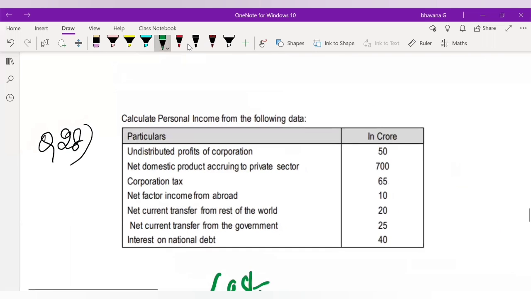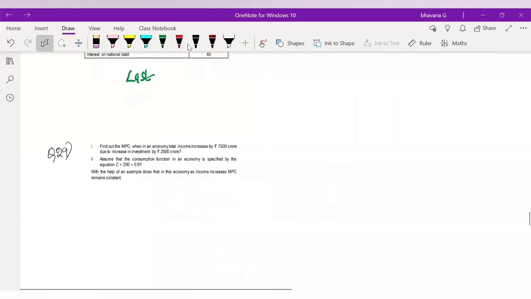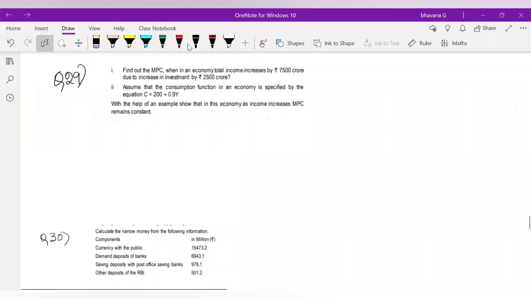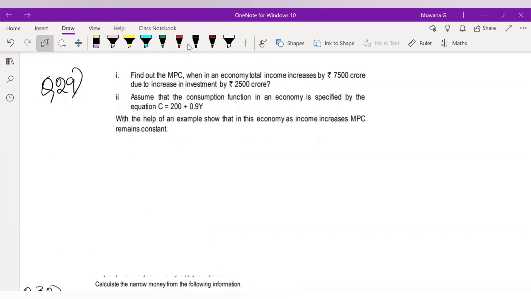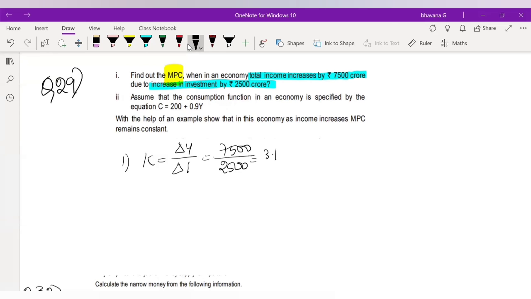Okay. Question number 28, and the last we will do, question number 29. Question number 29 is to find out MPC when in an economy total income increases by 7,500 crores due to an increase in investment by 2,500 crores. If we read this itself, we come to understand that here you have to solve using the investment multiplier formula. What is the investment multiplier formula? Change in income by change in investment. Change in income is 7,500 crores. Change in investment is 2,500 crores. So if you do this, you will get 3 times.